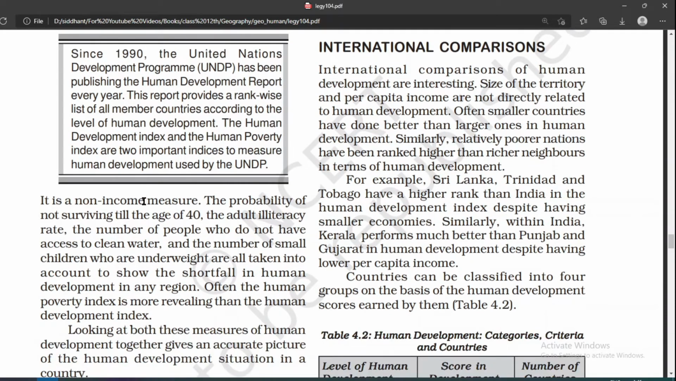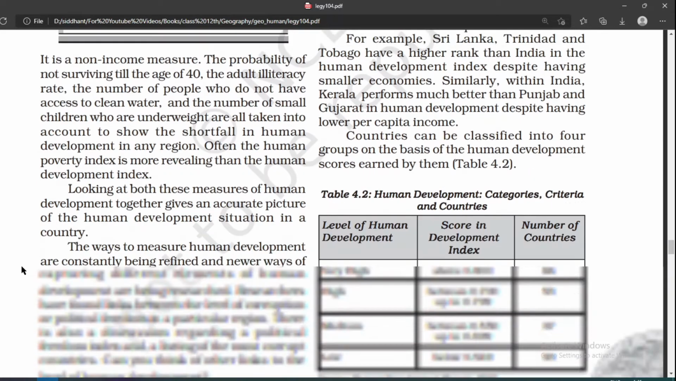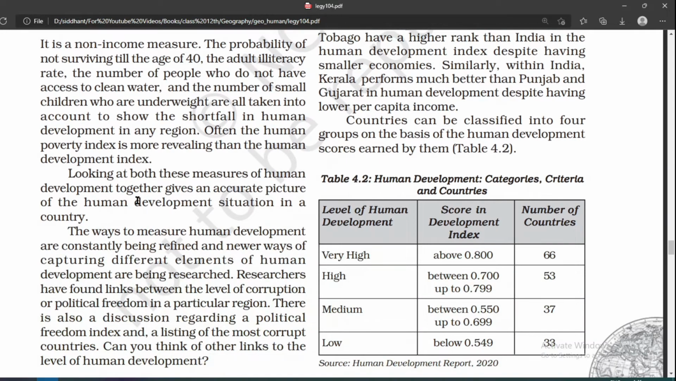It is a non-income measure. The probability of not surviving till the age of 40, the adult literacy rate, the number of people who do not have access to clean water, and the number of small children who are underweight are all taken into account to show the shortfall in human development in any region. Often the Human Poverty Index is more relevant than the Human Development Index. Looking at both these measures together gives an accurate picture of the human development situation in a country.